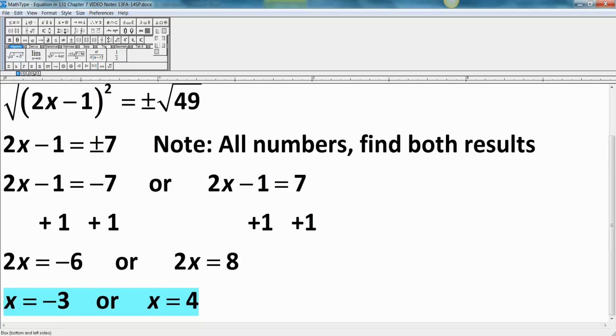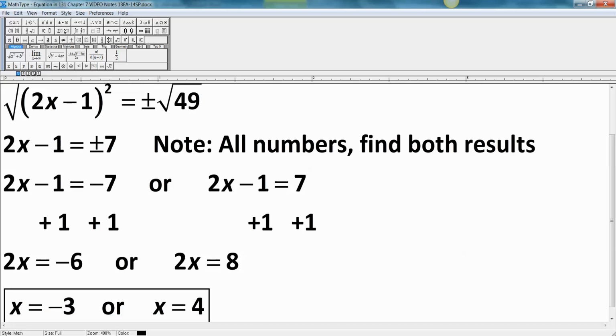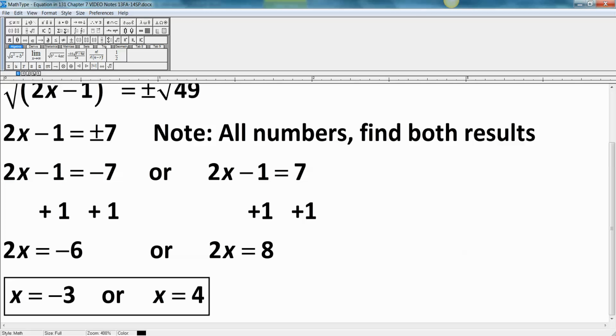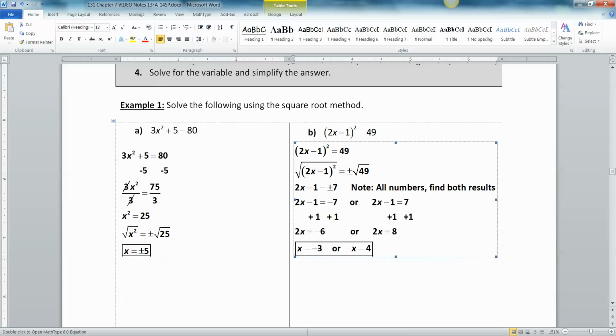So you have to find both results, right? You can't leave it like this up here with 2x minus 1 equals plus or minus 7. That's no good. So you have to separate it into two equations and solve both of them. Oops, I just had to move that over a little bit. All right, so we are done with that one.